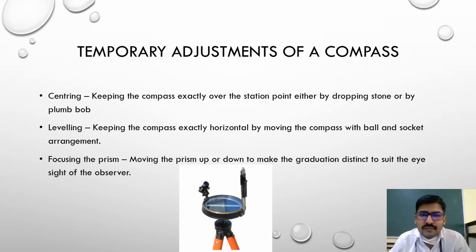You hold the compass with the left hand, keep it over the tripod stand, and then start rotating the screw head with your right hand. This is the way of fixing the compass to the tripod stand. You are not supposed to rotate the compass to fix the compass to the tripod stand.